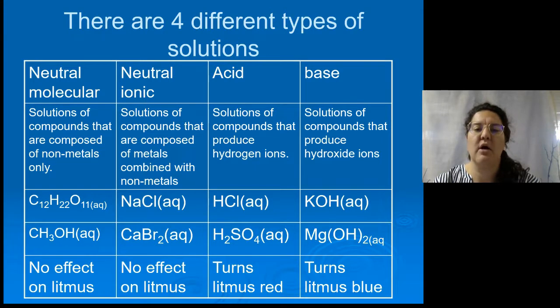Acidic solutions are compounds that produce hydrogen ions, and it will turn litmus paper red. Basic solutions have compounds that produce hydroxide or OH negative ions, and these turn litmus paper blue. So blue for a base.